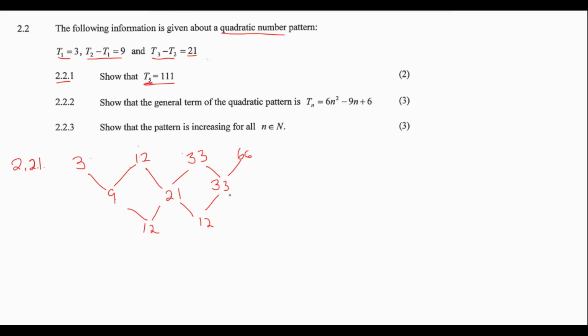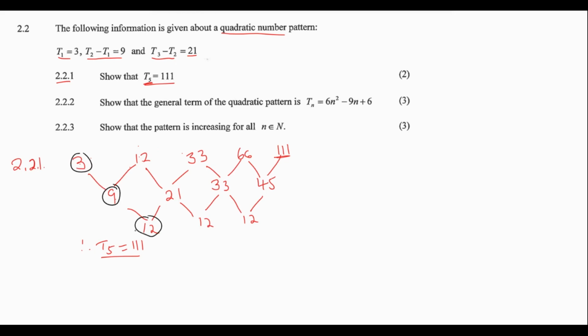And then 12, that's the second difference, because for a quadratic pattern, the second difference is constant. 33 plus 12, that is 45. Then 66 plus 45, that is 111. So therefore, T5 is equal to 111. We've proved that.